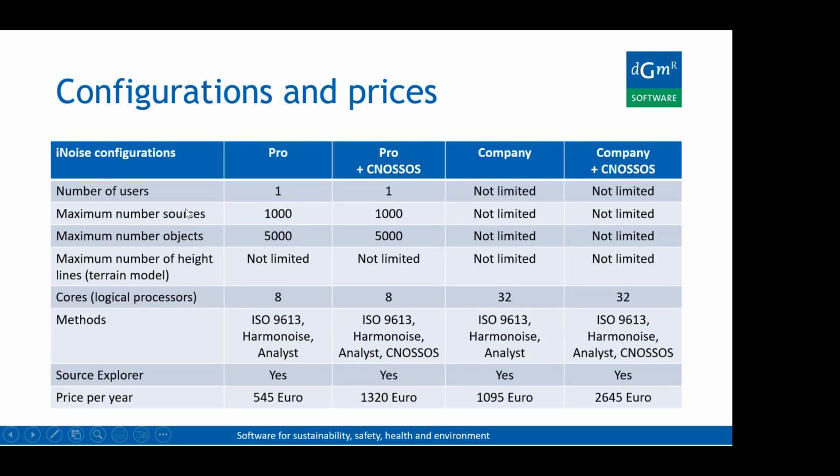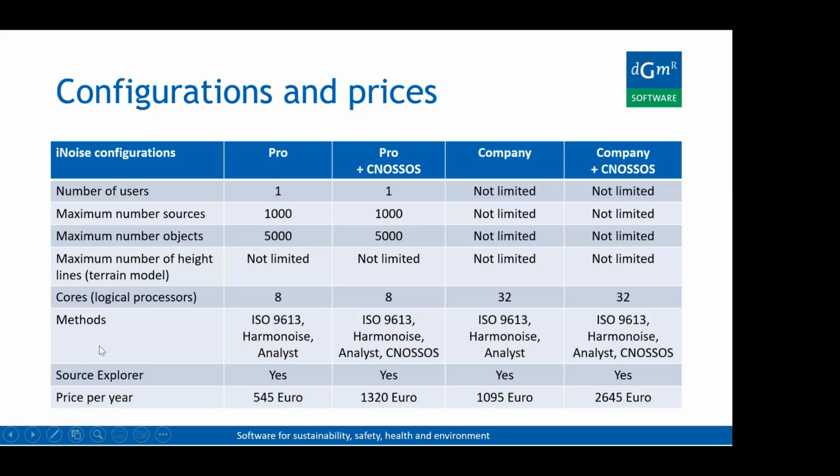If you compare the sources and the objects between Pro and Company, you see that the Pro has a limitation and the Company does not. Also, your terrain model is not limited for any configuration. Then the number of supported cores is 8 for Pro and 32 for Company. That's for your calculation, of course. It speeds up your calculation. And nowadays, multi-core computers are really affordable. It makes sense to buy a 16 core and then use hyper-threading, so you end up with a 32 core computer or even more cores.